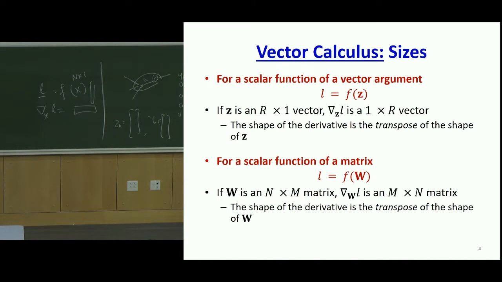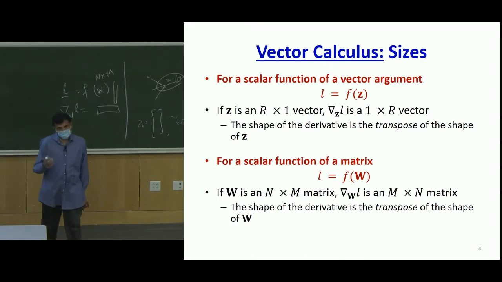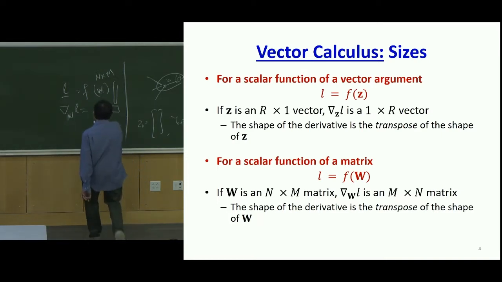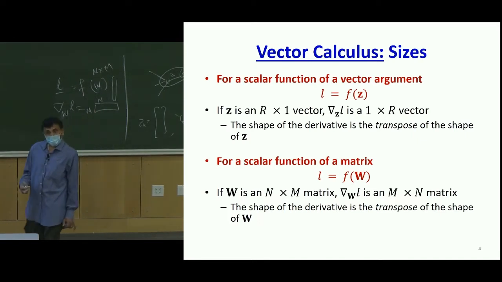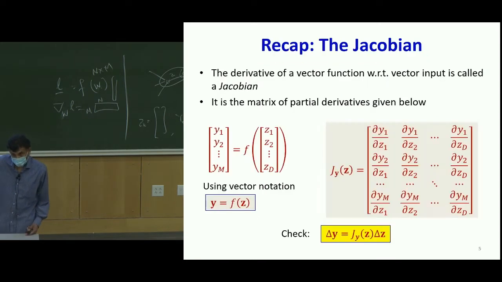Extending this, if this was a function of a matrix, which is n cross m, what is the size of the derivative of the scalar with respect to w? It's going to be the transpose, right? M cross n. So these are things that you will always use to verify the sizes of your computation. If you're not getting these sizes, then something is off, right?